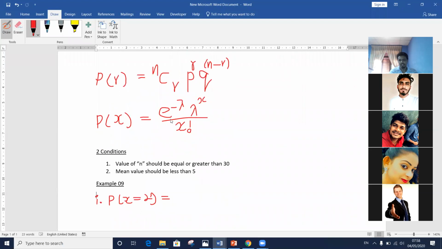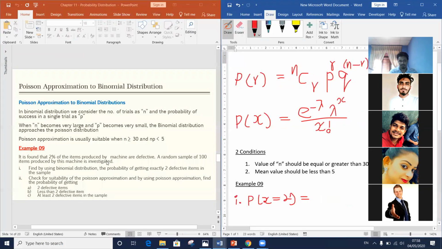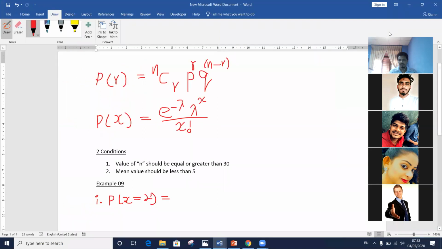Right? So what is the n value here? What is the n value? Number of trials, how many items are we going to check? 100. Right? n value is 100. nCr, 100C r, where r means the number of successes. Successes means the defective items we want, the probability of having two defective items. Therefore our r value is 2.